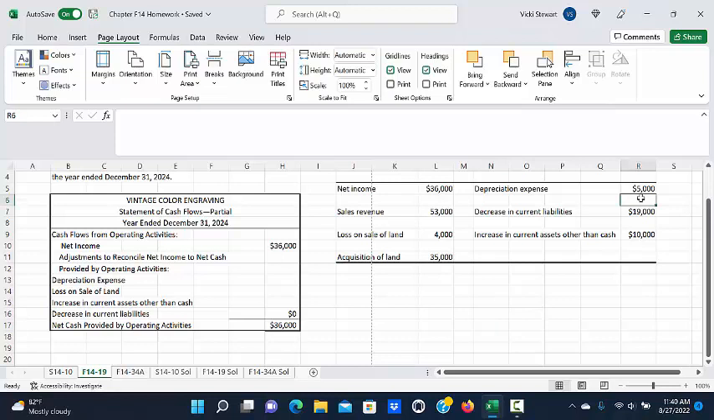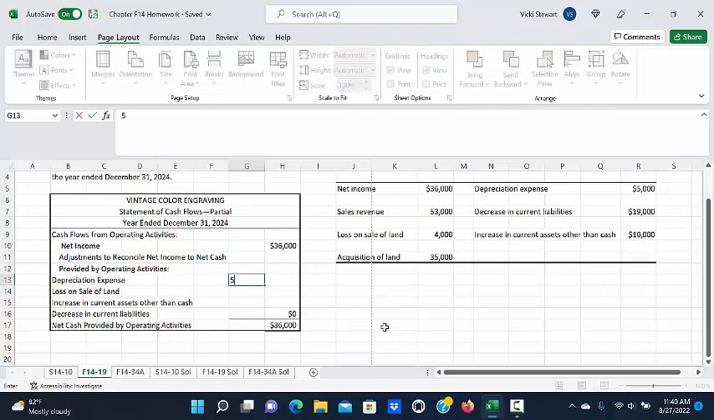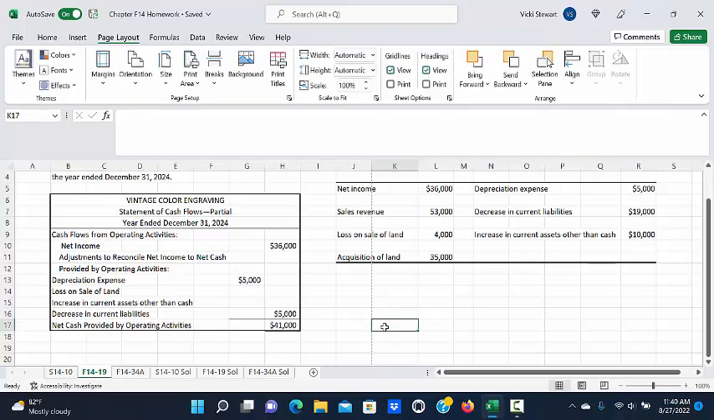And the first one that pops out is depreciation expense. So what does that mean? When we purchased the asset, originally we spent the cash. Now we are only allocating the cost of that asset over its useful life. So this depreciation expense of $5,000 would have been subtracted from sales revenue to determine net income, but it didn't involve cash at this time. So that means we need to add back to net income $5,000.